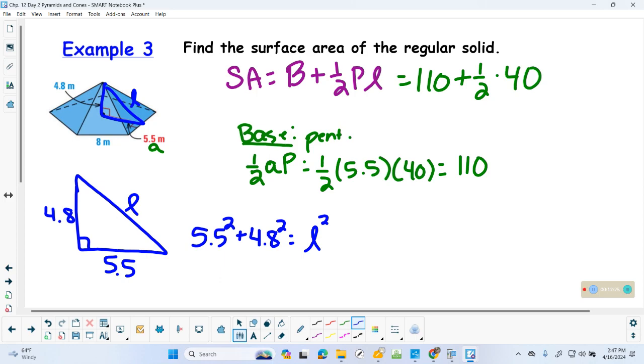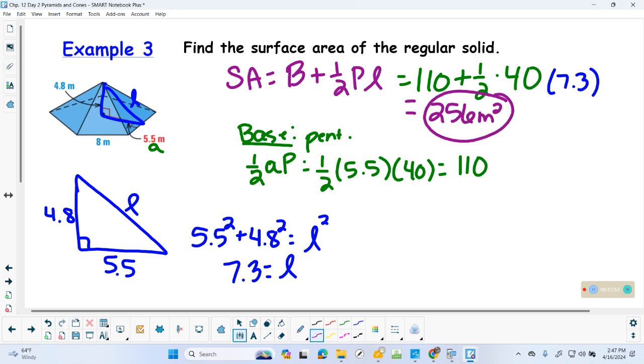Slant height. What's your final answer just for the slant height? 7.3. That was quick, Ted. So now I'm going to put 7.3 in here. Okay, final answer. What is the whole calculation for the surface area? I like this very robotic too, Ty. You are correct, 256 meters squared. I love it. Okay, questions on pyramid.